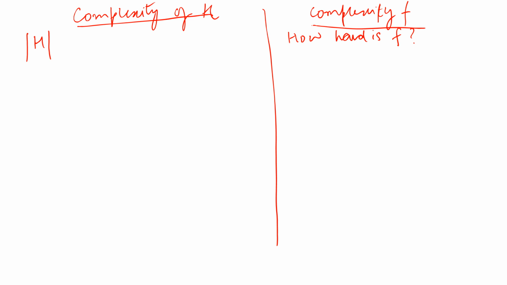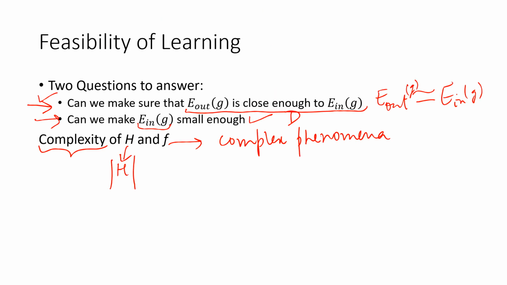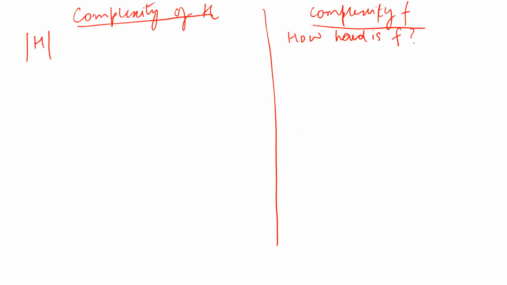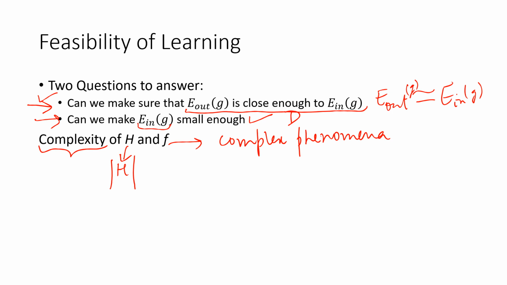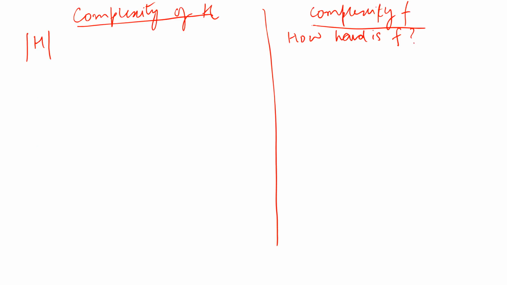Now, if we go back and think about question 1, can we make sure that E out is close enough to E in? If the answer to that question is yes, we have to go back to the bound here and look at the equation. What we have to do is keep this M in check. This M shouldn't get too big if you really want a yes to the first question. So that means the complexity of H has to be under some control.